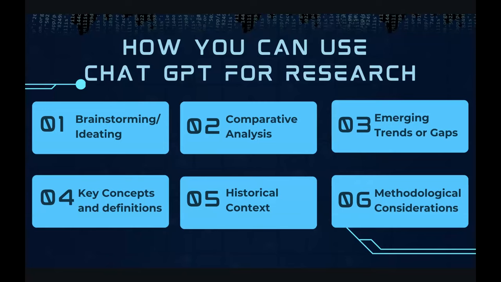The second thing is that it can also help with your literature review. Specifically, ChatGPT can assist in conducting a preliminary literature review by summarizing key findings from relevant research papers or articles. You can provide ChatGPT with specific research topics, keywords, or questions, and it can suggest and provide you with brief summaries and highlight important concepts or even suggest additional resources.